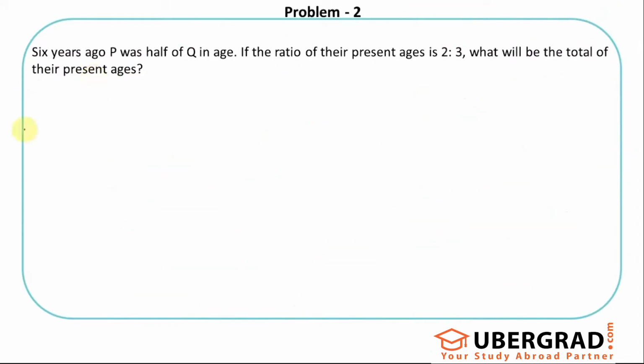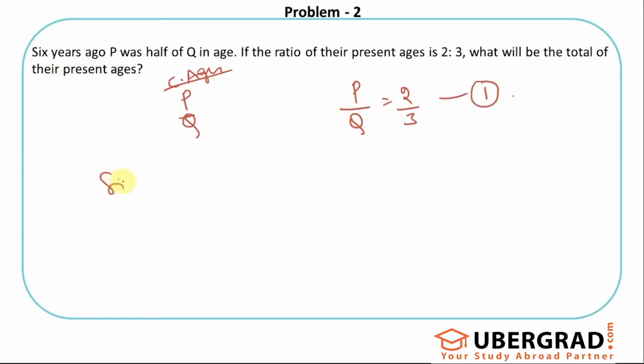6 years ago P was half of Q in age, and if the ratio of their present ages is 2:3, what will be the total of their present ages? So let me assume the current ages. P and Q is 2:3. Ratio of present ages is 2:3. That is my one clue I've got.